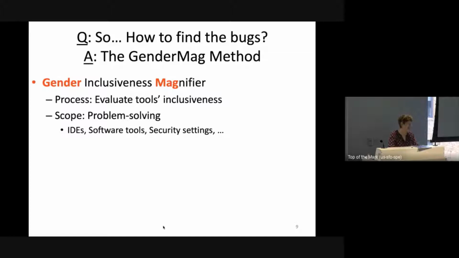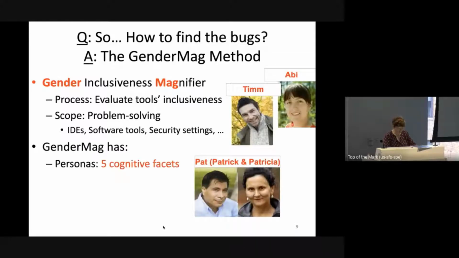But it turns out that most user interfaces are so obtuse that even though people didn't bring problems to the computer, now they've got them, so they're problem solving too. So it turns out to work in almost all software. It's a method that you use in that situation to evaluate the software or tools that you are helping to create. GenderMag is based on 5 cognitive facets that are brought to life in 3 personas, Abby, Tim, and the Pats. And these personas are customizable, as you'll see in a minute.